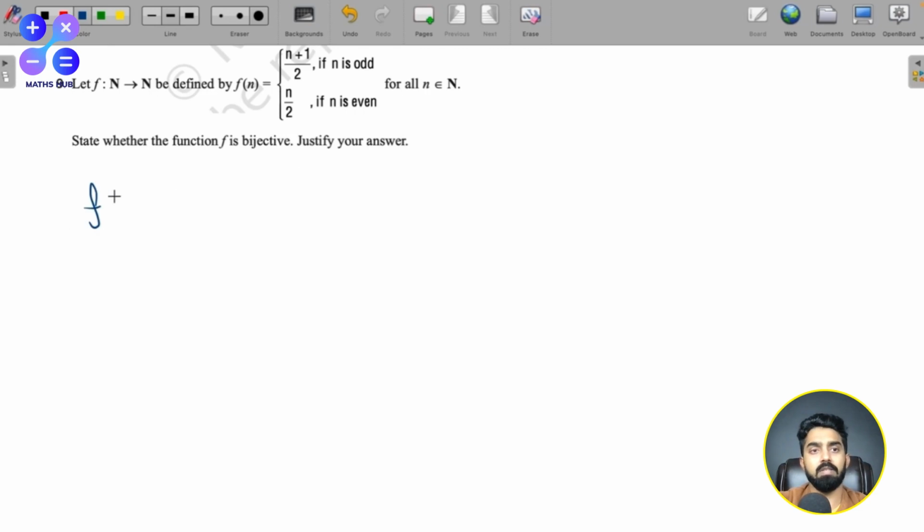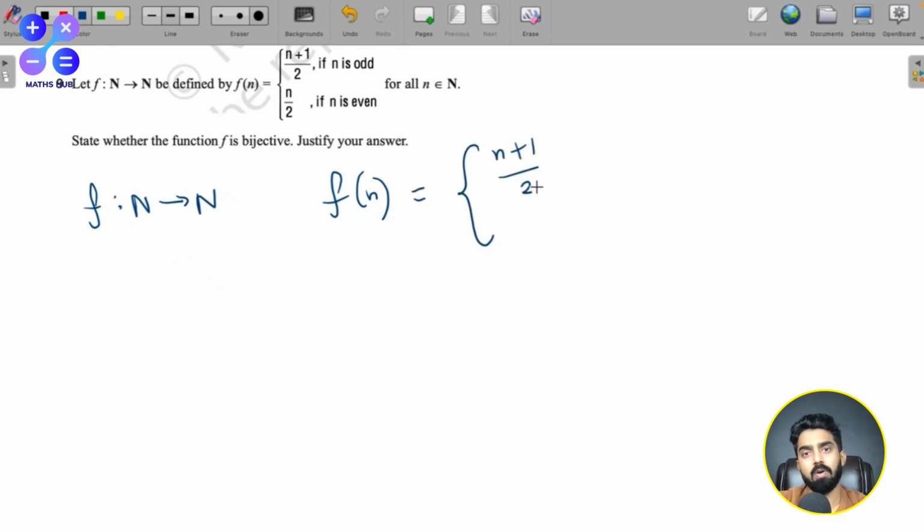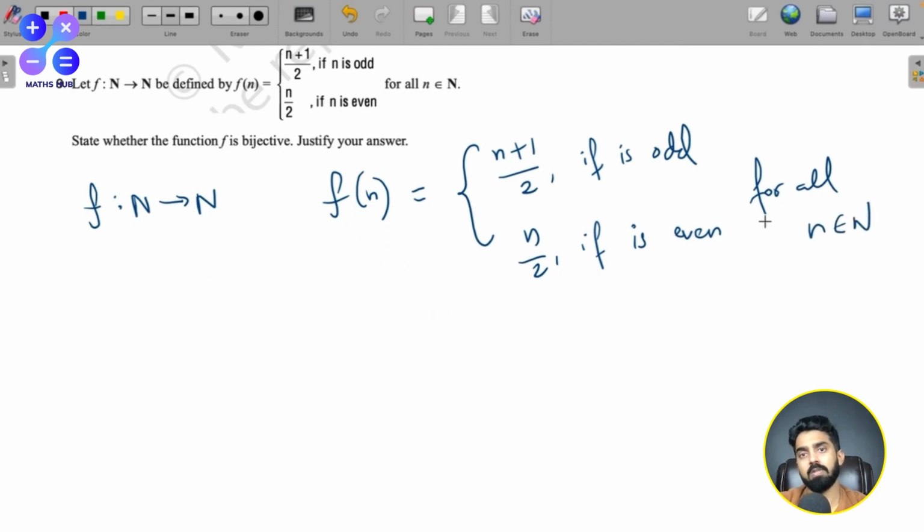So the function is defined from natural numbers to natural numbers, and f of n is (n plus 1) by 2 if n is odd, and n by 2 if n is even, for all n belongs to natural numbers. So all these n's are natural numbers, right?